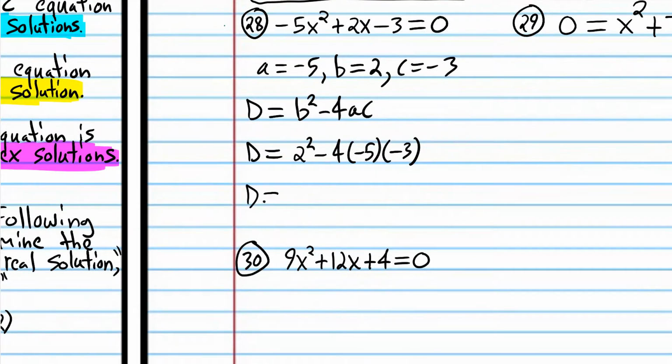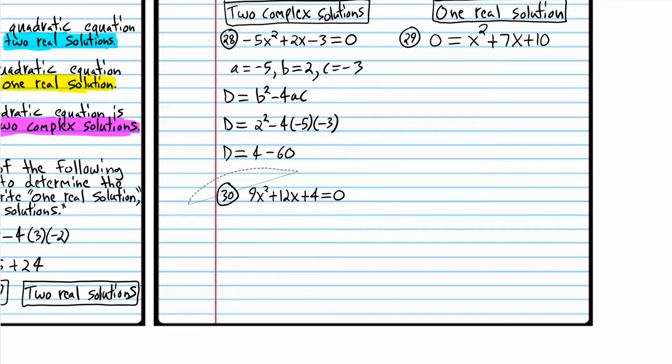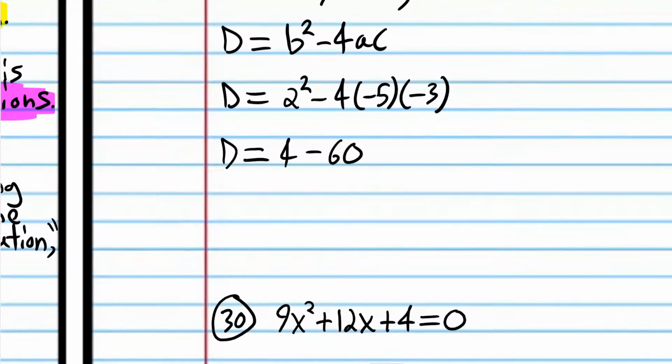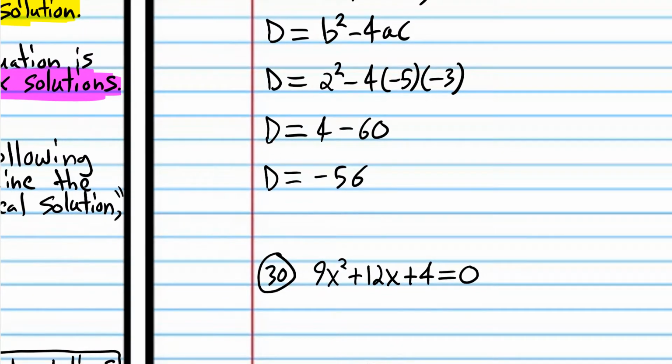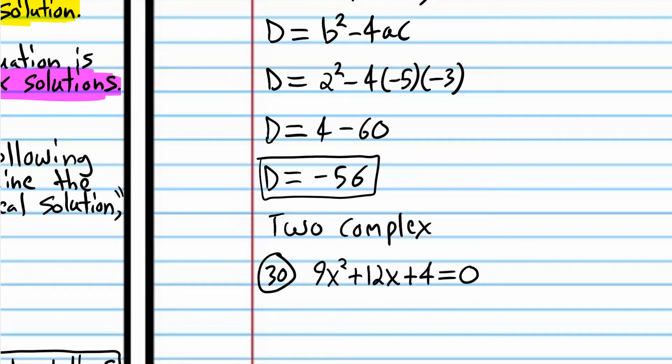And so the discriminant is equal to 4, that's going to be 60, and 4 minus 60, that's going to be -56. And you can see, because the discriminant is negative, there's going to be two complex solutions.